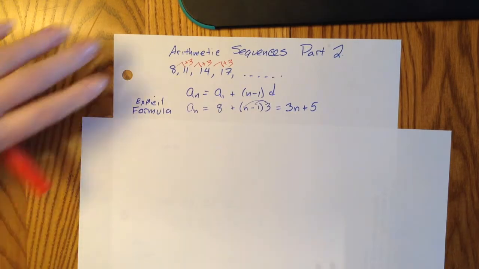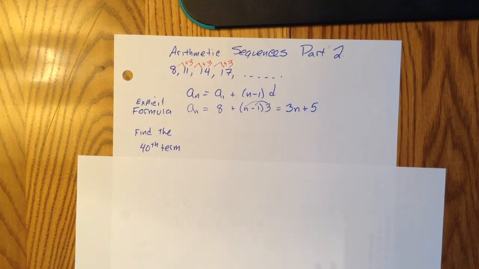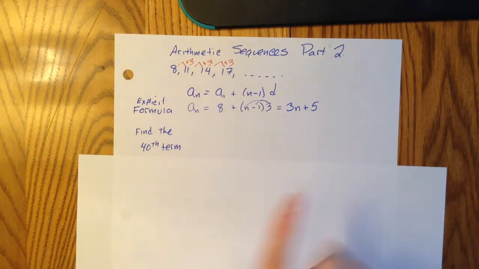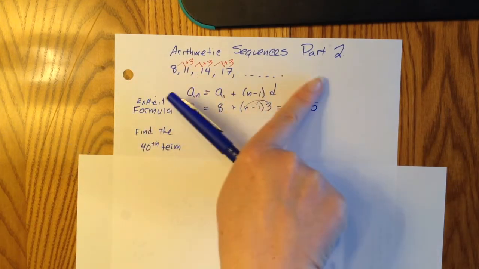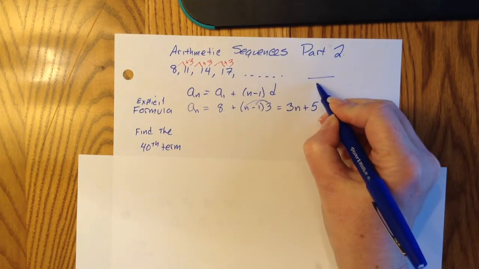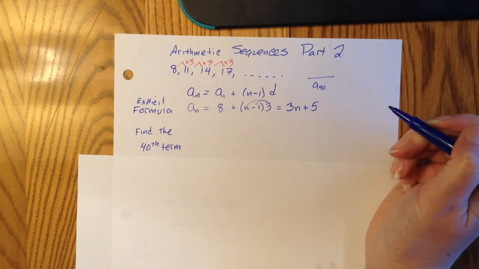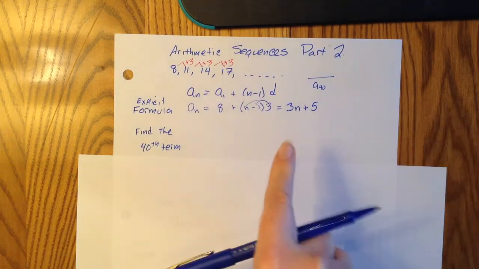All right, so let's go ahead and find a term. Let's say we wanted to find the 40th term. We wanted to go 40 places over. Yes, you could add 3 all of those times and get over to the 40th number. I don't want to do that. I want to be able to find the 40th number just by plugging in 40. This is all we do.